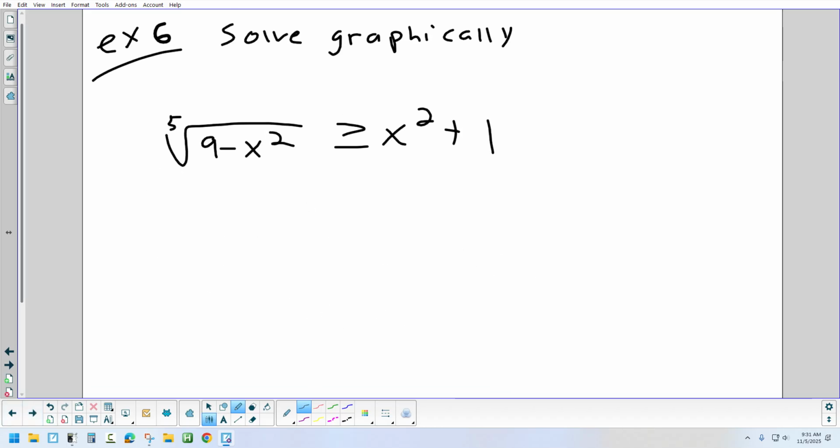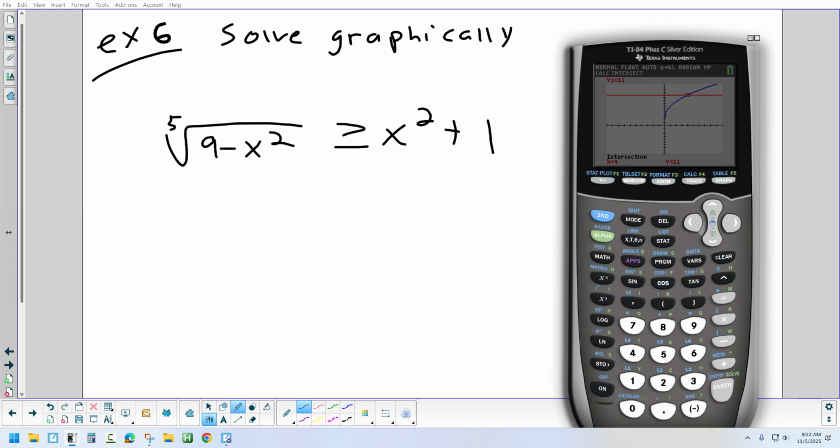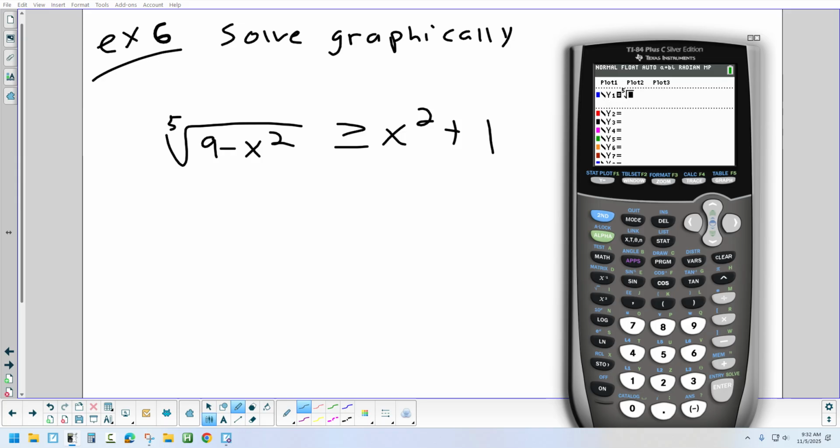All right, the last one. The last one is just solving graphically, very similar to what you did in 1 through 4 in the homework. The trickiest part is just typing it all in. Can anybody tell me the buttons I need to press to type in the left-hand side? 5. Math. And 5 again. Yep. And now just 9 minus x squared. And then for y2, x squared plus 1.